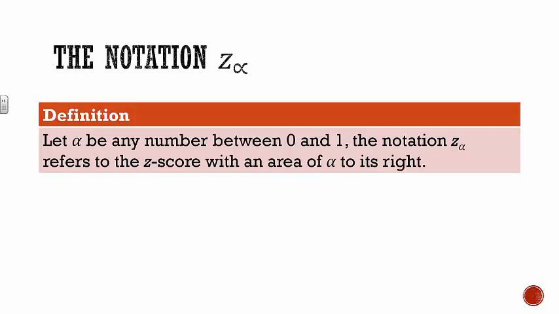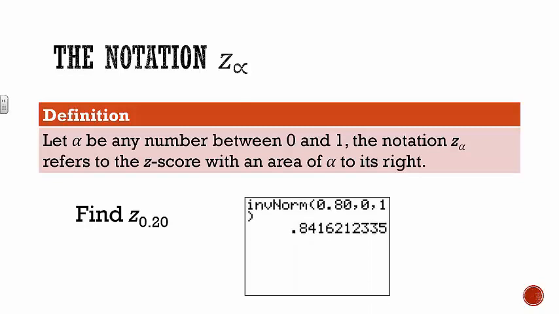But when I use the calculator, I have to remember that my calculator for this will also only do the area to the left. All right, so the first thing I do, if I have an example like z of 0.20, they're asking me for the z-score that corresponds to the area to the right of 0.2. I would type in the same button, second vars or distribution, but this time since I'm looking for the z-score and I have the probability or the area, I type in inverse norm.